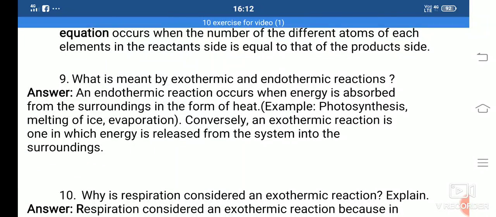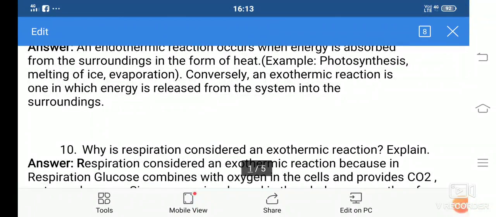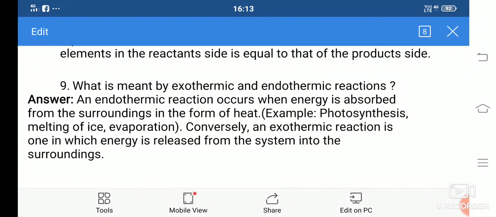Now moving to the next question, that is what is meant by exothermic and endothermic reaction. You know very well what exo means. An endothermic reaction occurs when energy is absorbed from the surroundings. So in endothermic, that means the heat is getting in, right? Thermo means temperature, the heat. So when the heat is given to the reaction to carry out the reaction, it is endothermic. And when the heat is given out of the reaction, that is exothermic.